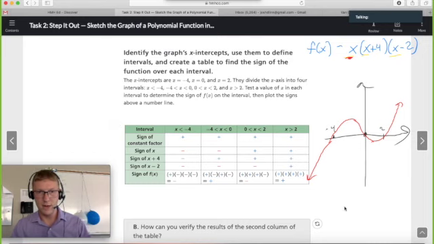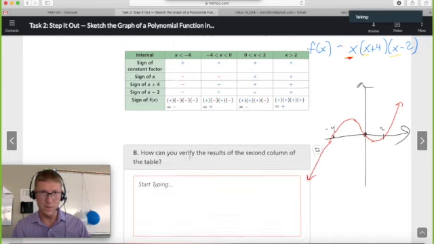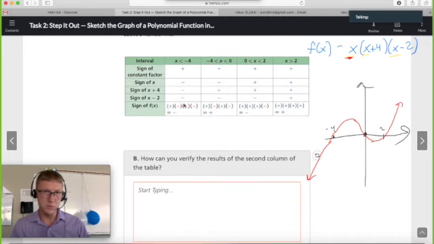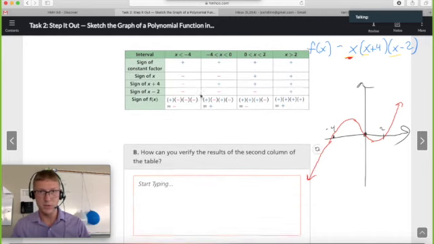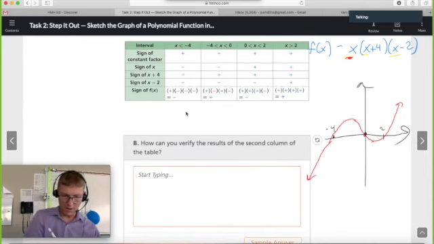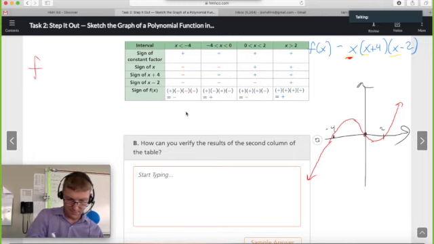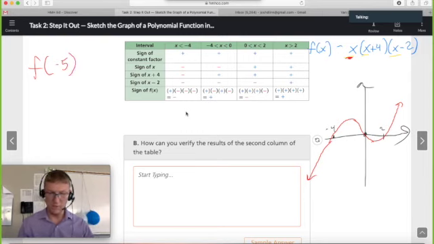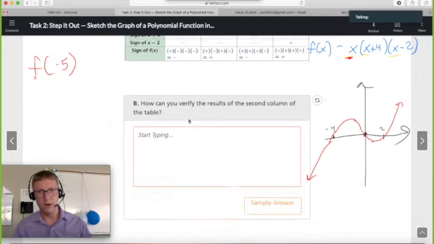All right, let's see what they got for us. So how can you verify the results of the second column of the table? So I'm assuming they're talking about x is less than negative 4. Well, you can always just shove in an x to the original function and see what number you get. So you could theoretically, well, more than theoretically, but you can practically, type in or figure out f of negative 5, make sure it comes up negative. That would be one way to verify your results.